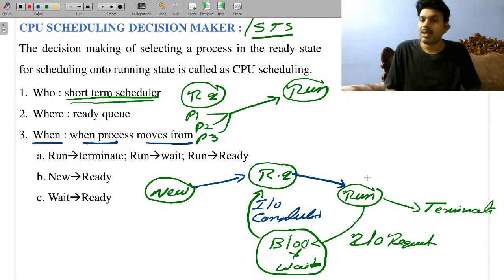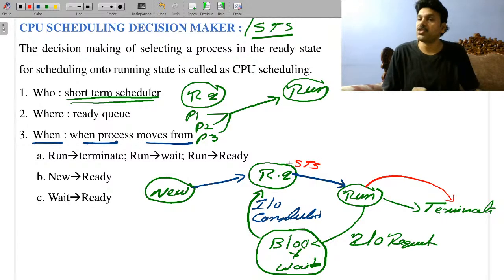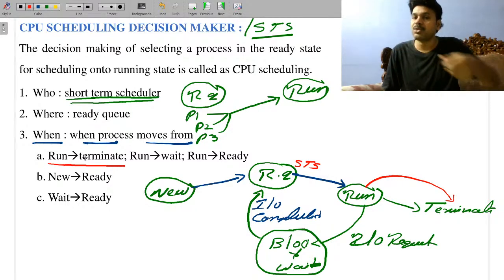Please see. When a previous process is completed and enters into terminated, then again, which process do I need to schedule from P1, P2, P3? If P1 has already entered into terminated state, immediately the ready queue will send another particular process to your CPU. This is the responsibility of STS. That means once it is terminated, then immediately the next process is to be scheduled.